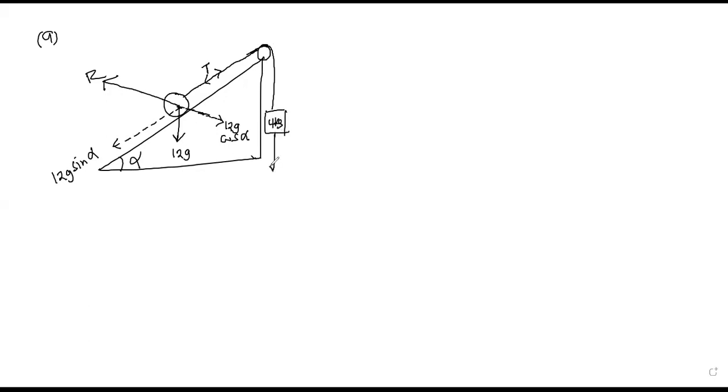And its weight is 4g. Still, this string is the same string, meaning that the system is accelerating like this. Any questions so far?